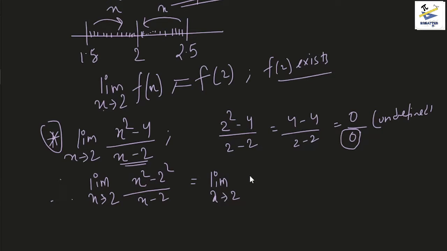Limit x tends to 2, (x plus 2)(x minus 2) divided by x minus 2. Now if I were to say that I can cancel the x minus 2's off, it wouldn't be illogical to ask why we can cancel them off, because they're literally zeros, right? Because x tends to 2, but if I put the value of 2, x minus 2 becomes 0 by 0, and you cannot cancel off zeros.